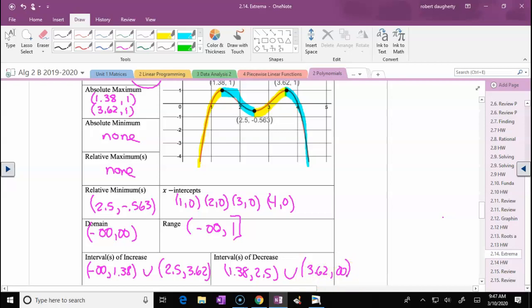These are all x values. Okay, you're traveling on the x-axis. The way to think about it is I travel from here to here. Did my y values go up? Yes, they did. As I go from here to here, my y values went down. From here to here, my y values went up. From here to here, my y values are going down. Okay, so that's just how you list intervals of increase or decrease.